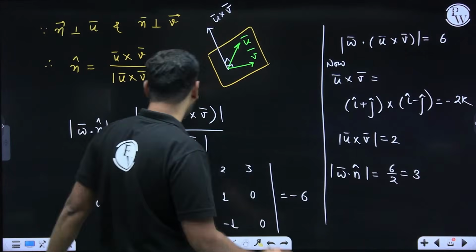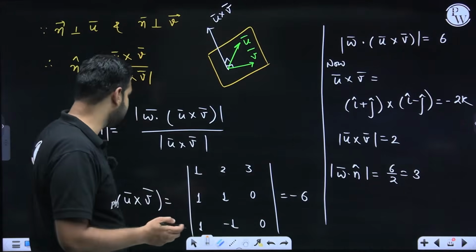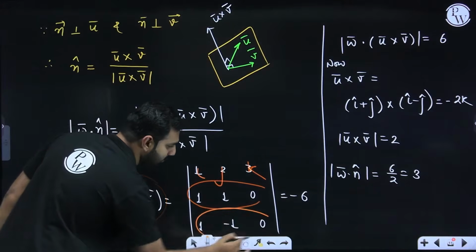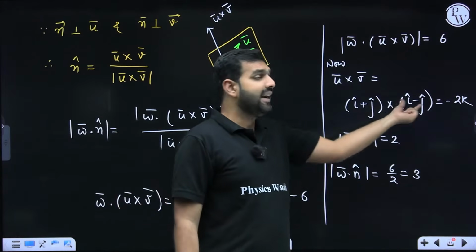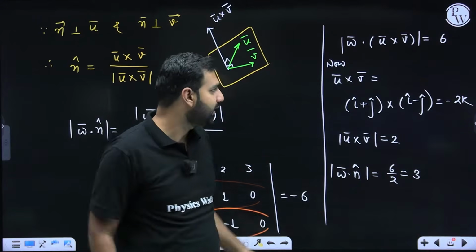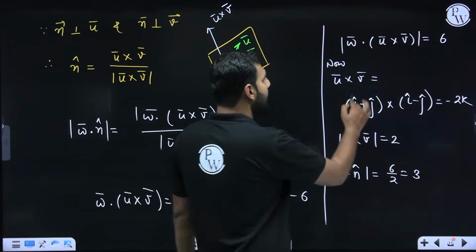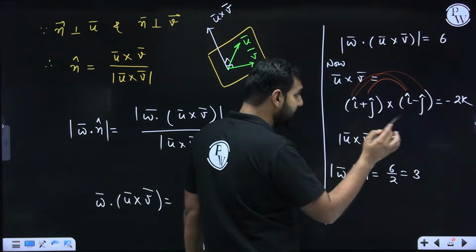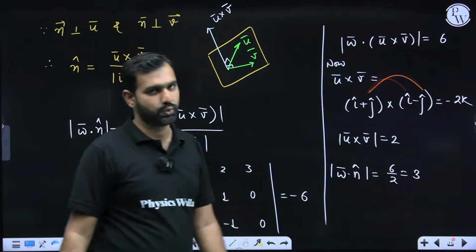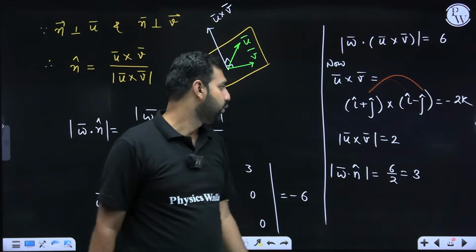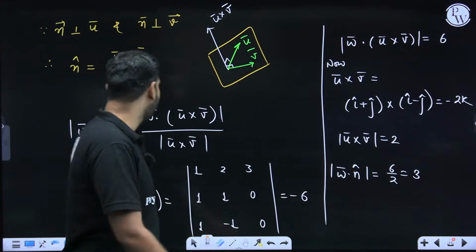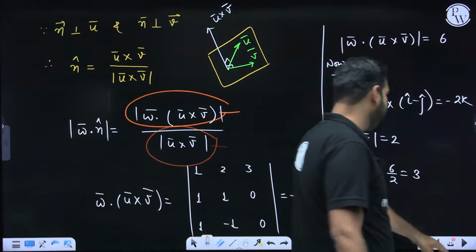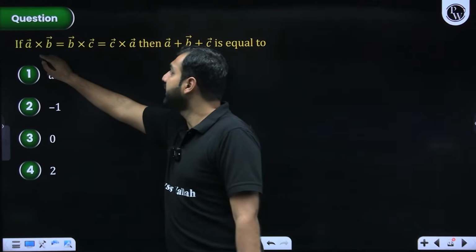Now, the next part is, how do we find U cross V? That's again a very simple task. U cross V will be given by the determinant with i cap, j cap, k cap, and then vector U, vector V. Or you can simply write it in component form: i cross i is 0, i cross j is k cap, j cross i is minus k cap, and j cross j is 0. Through that, -2k cap will be the value of U cross V. Mod of U cross V will be 2. We need to find this upon this. This is 6, this is 2. Answer will be 3.